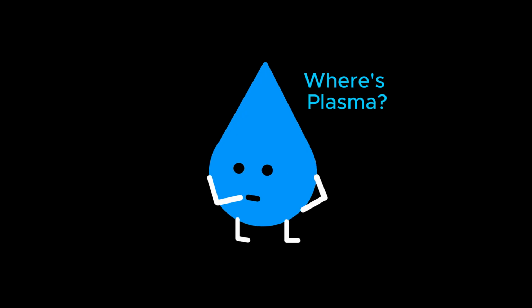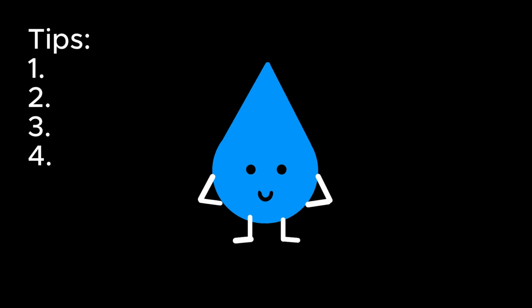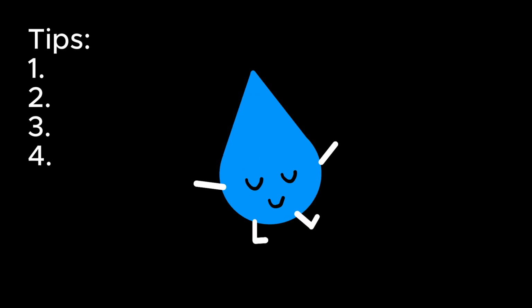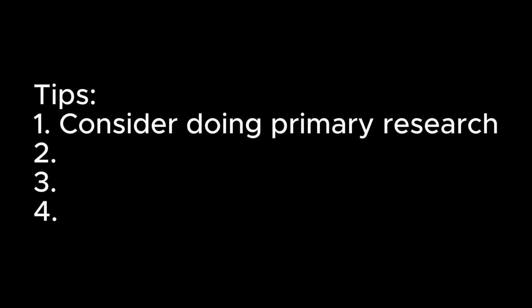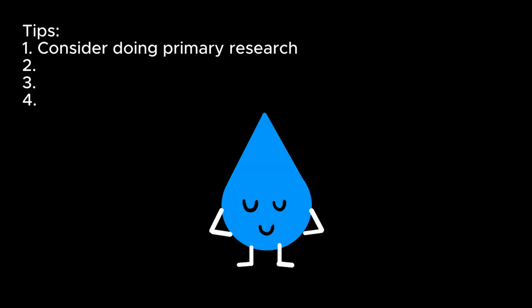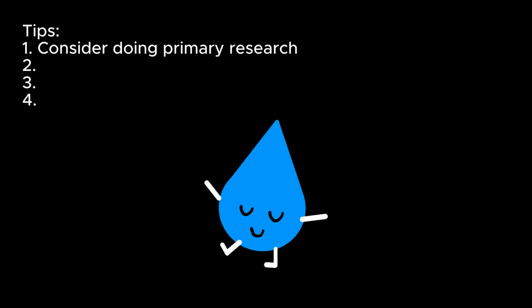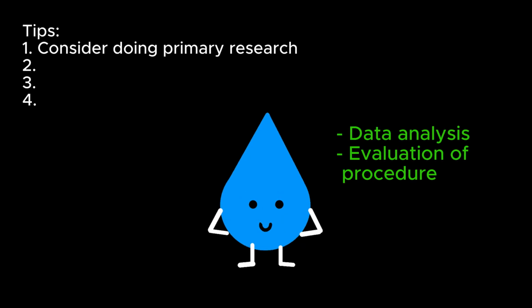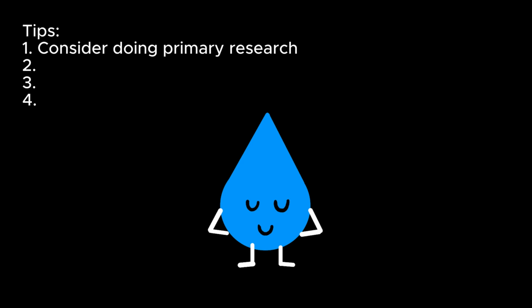Actually, I do have some tips from students. Bear in mind these are not obligatory to include. They are just things that worked for some students. 1. Consider doing primary research. It is perfectly possible to score full marks with only secondary data. But for many people, data analysis and evaluation of your procedure is easier when you're doing the experiment yourself.